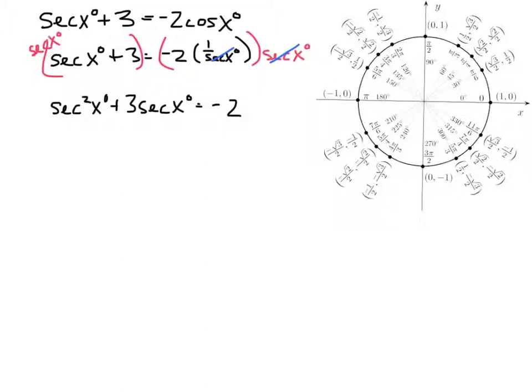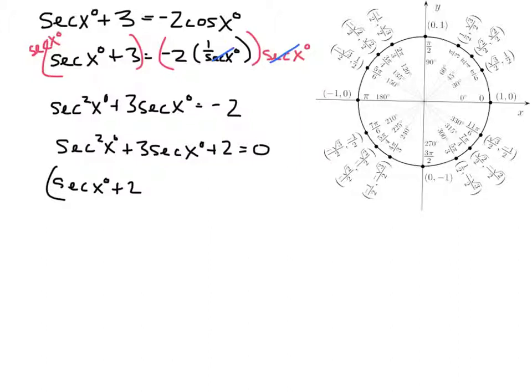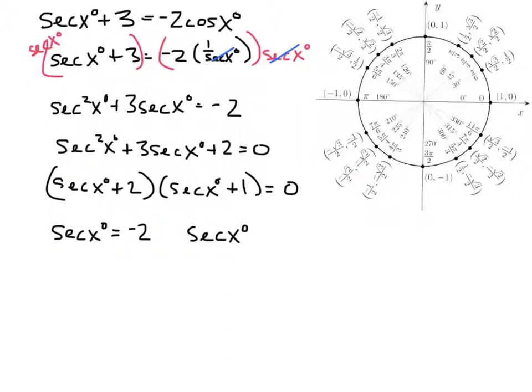Now I've got it down to one trig function. Move everything to one side and factor secant squared of x plus 3 secant of x plus 2 equals 0. These are all in degrees. Secant of x plus 2 times the secant of x plus 1 equals 0. Set each factor equal to 0 and solve. Secant of x equals -2. And the secant of x equals -1.